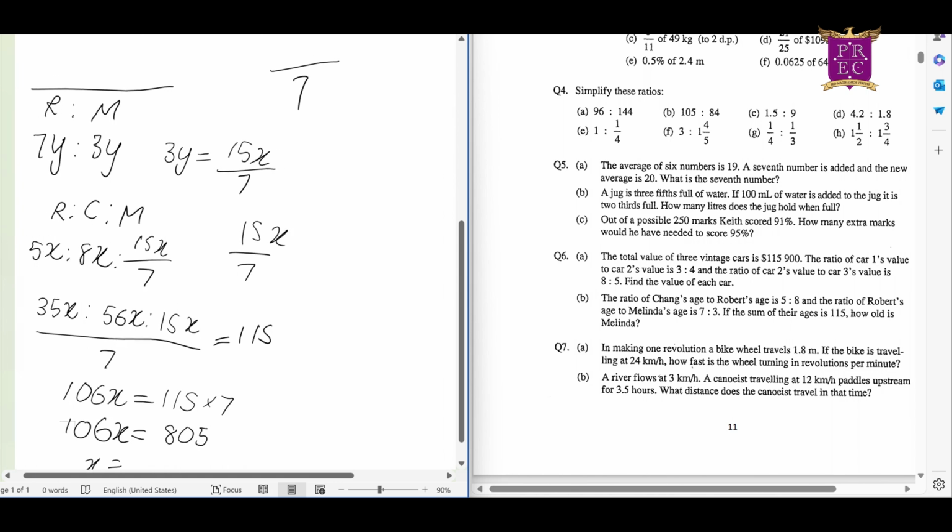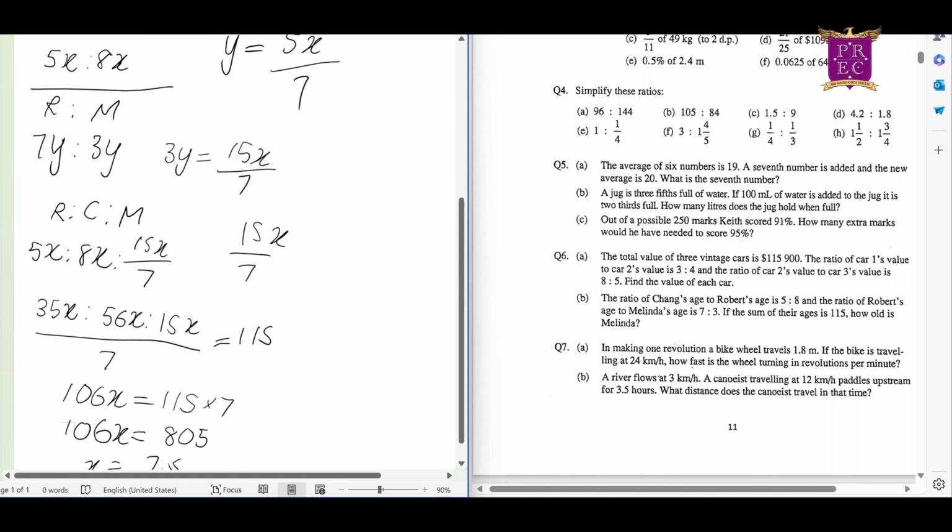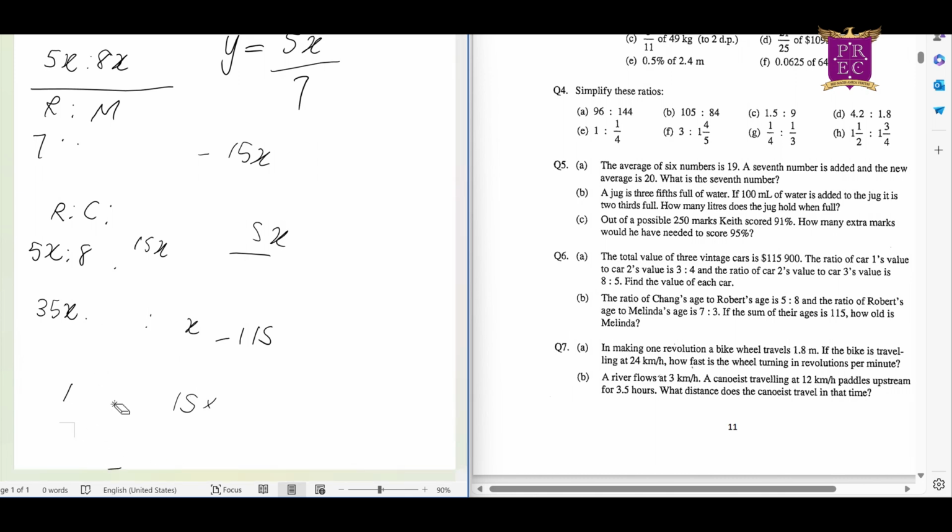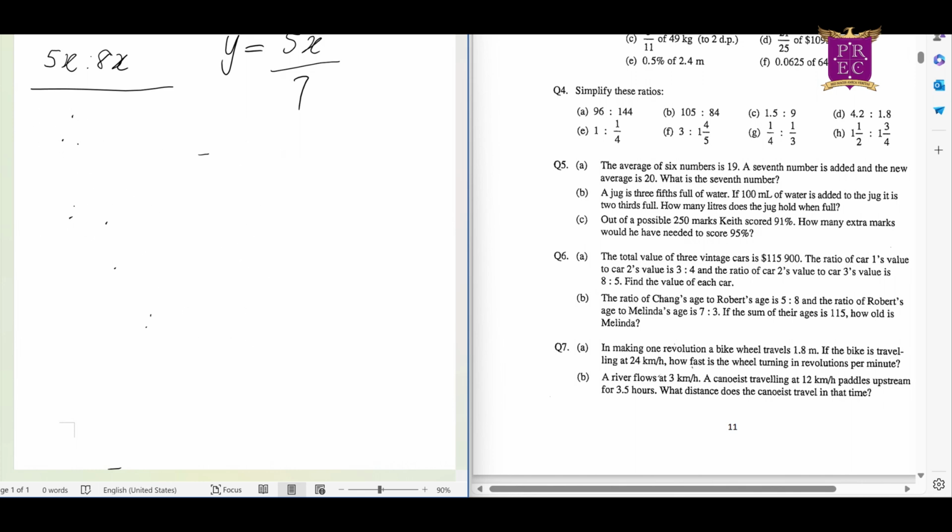That's fine. What we can do is we'll try it a different way. If we're getting a decimal, it means that we've done something wrong. Alrighty, let's try again.